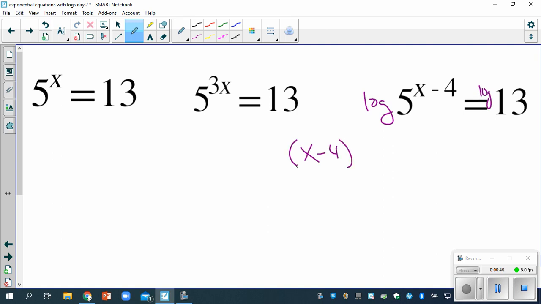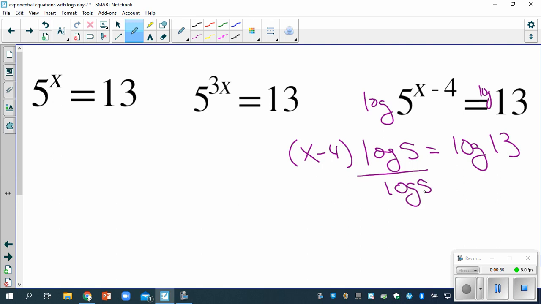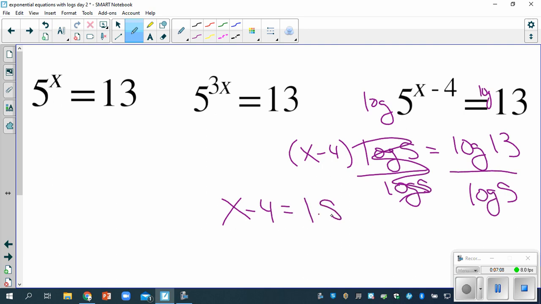X minus 4 log 5 equals log 13. I'm going to get rid of that log 5 from both sides, always doing that. But at this point, I'll be honest, everything is going to be on my calculator after this. So what I'm going to get is x minus 4 equals 1.59. How do I know that? I did it on my calculator.